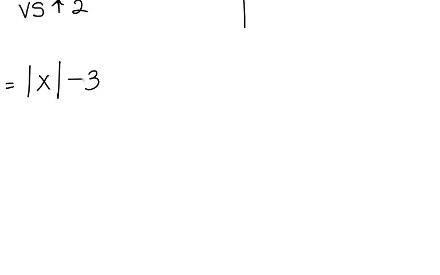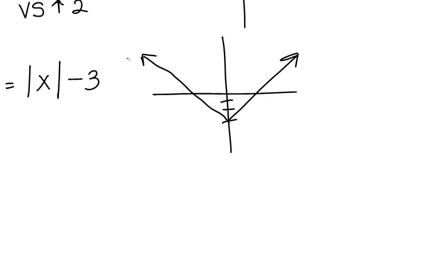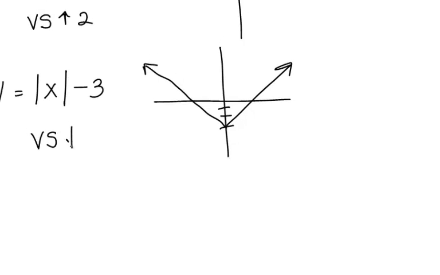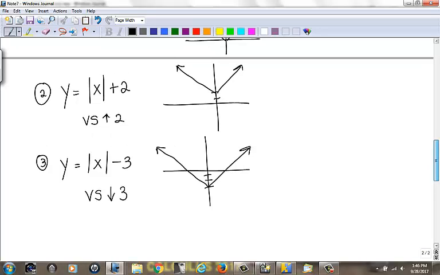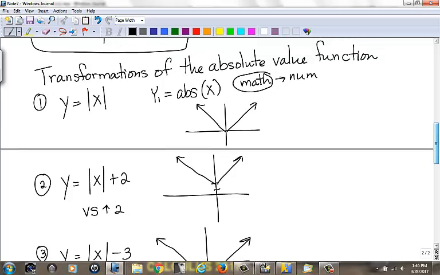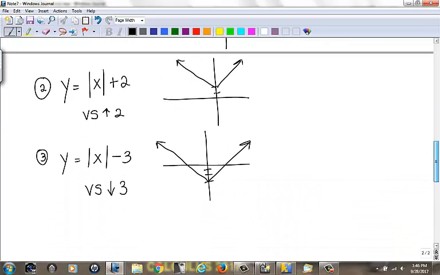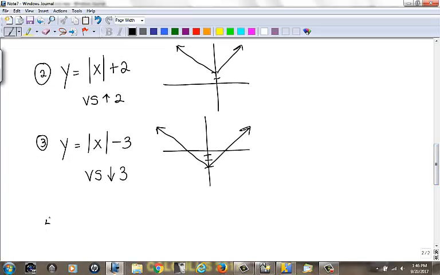So the effect of that, move the whole graph down 3. Okay, so it did a vertical shift down 3. So if the minus sign is on the outside, it's going to do a vertical shift down 3. Okay, that's all you need to show on that one. Okay? Good? Okay.